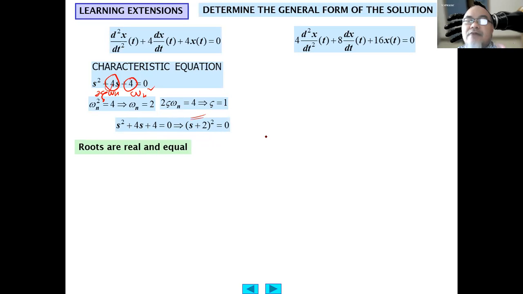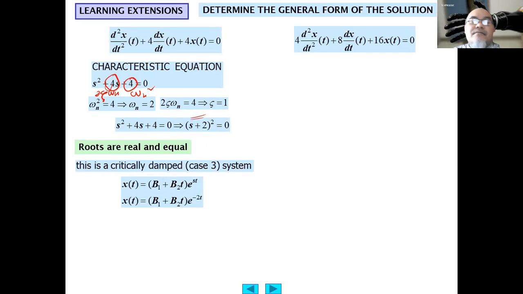And so here is what we obtain. Then taking the root of this equation, s squared plus 4s plus 4 equals 0, can be expressed as s plus 2 squared, so s equals minus 2. So we have only one single root, or we have two roots, but they are equal, which is minus 2. So this is the critically damped case, zeta equals 1. From here, x(t) equals (b1 plus b2 t) exponent st.